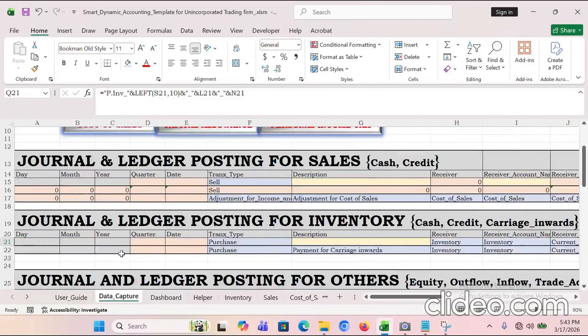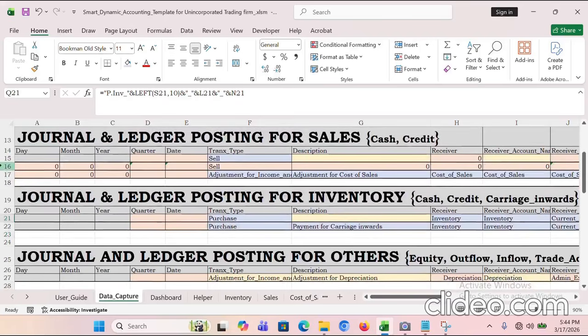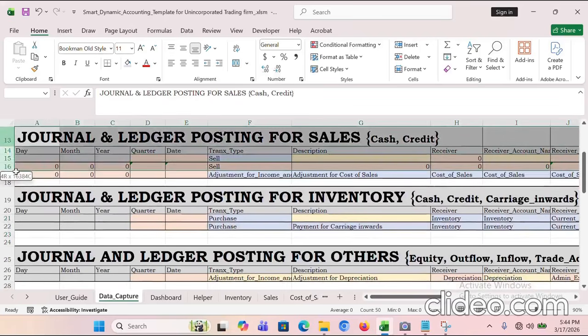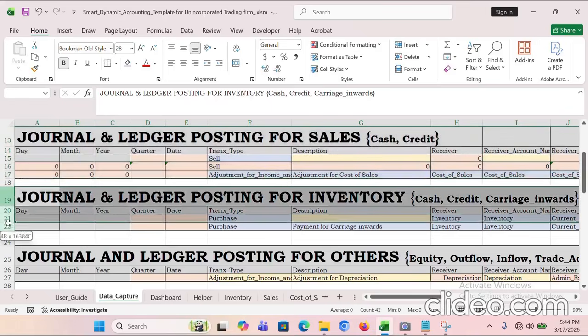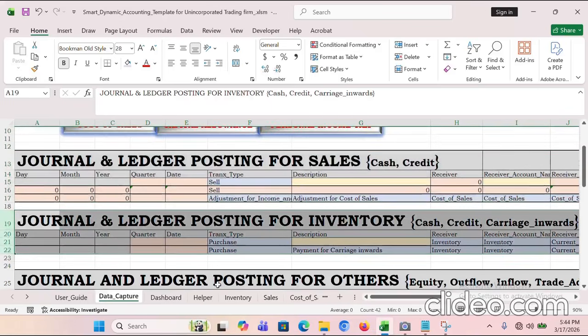So we are on the data capture sheet. Like I said earlier, we'll be looking at the sales and inventory data capture as well as the cost of sales. So this section is for sales and this section is for inventory, as displayed on the screen.